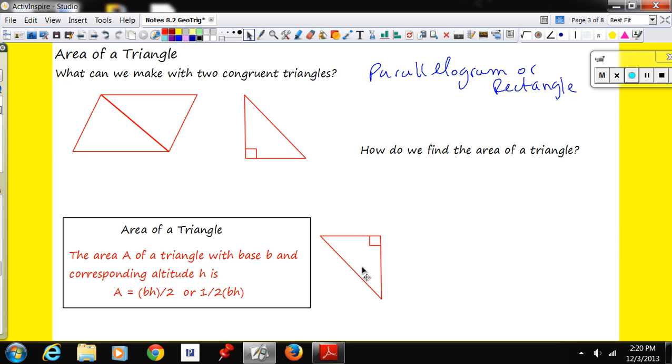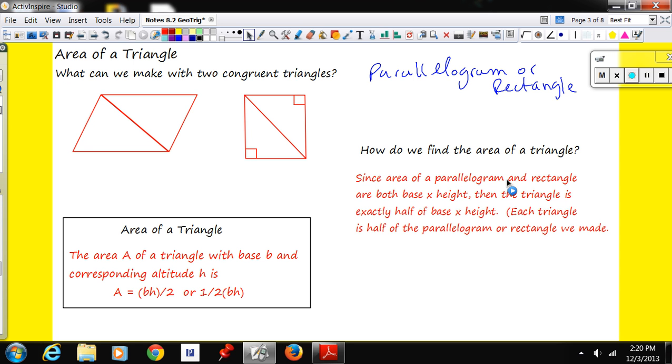That's where this formula comes from. It's the fact that two of them make a parallelogram or a rectangle. And you could cut it in half to get the triangle. So you should draw in your other triangles and then show that that's how it works. That's what this statement says right here.